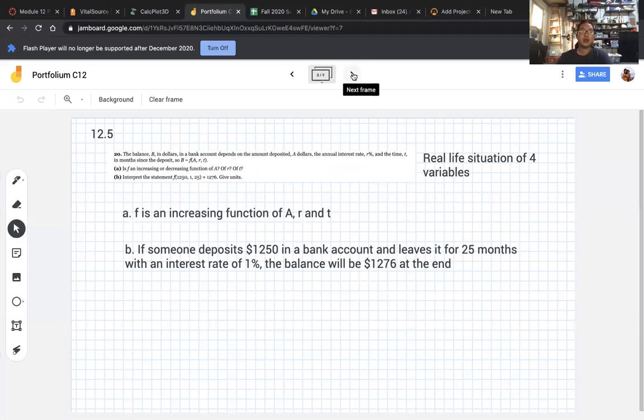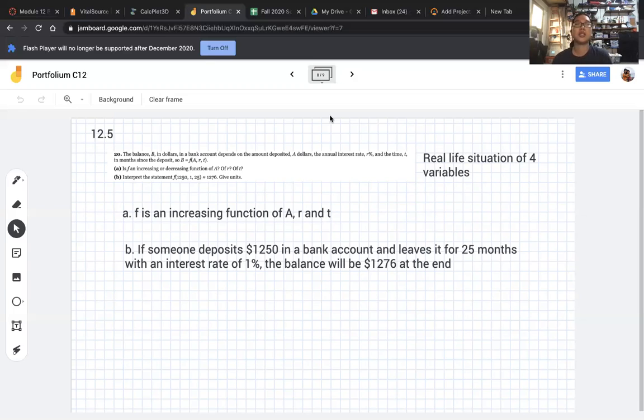Lastly, there is a real life situation with 4 variables, where we're projecting it into a level surface, which makes it a lot easier to visualize and interpret. We can see the types of problems we get with interpretation, seeing how variables are increasing or decreasing with respect to each other and what that means in real life, and being able to interpret what the situation actually means when we plug in the numbers.